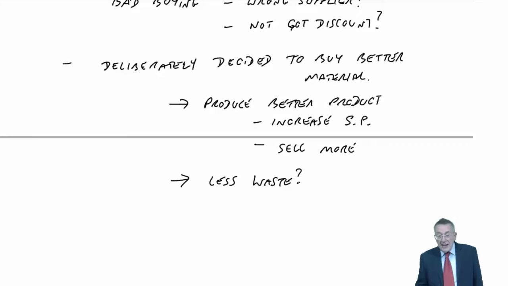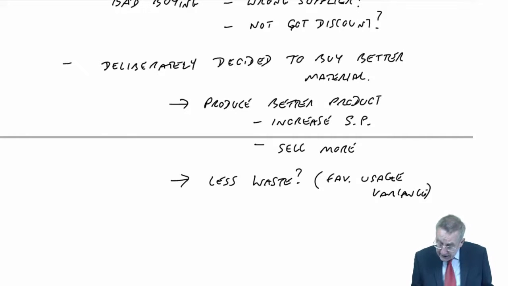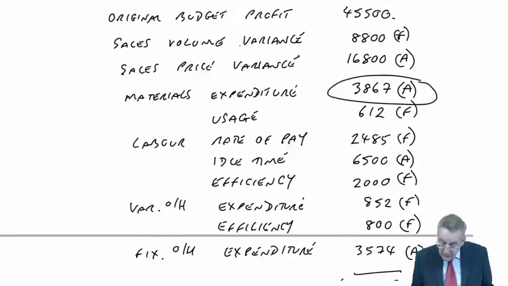And of course, if there was less waste, what would happen then? We'd have a favourable usage variance. And here I think we have. Let me look back. Yeah, we've spent 386.7 too much on the material.